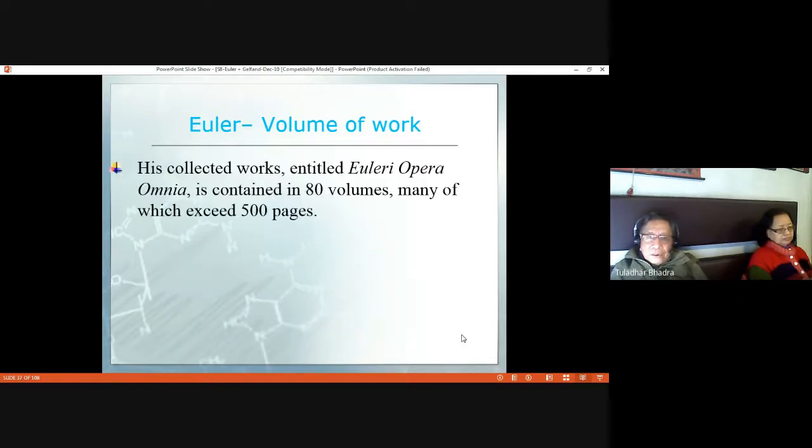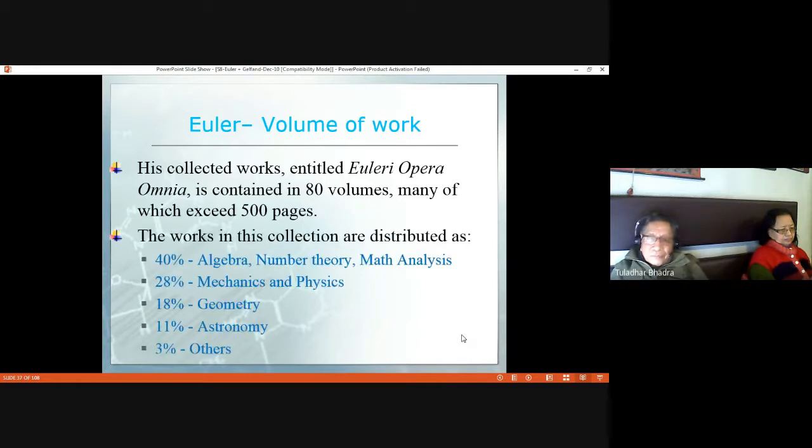His collected works, entitled Leonhardi Euleri Opera Omnia, is contained in 80 volumes, many of which exceed 500 pages. You can now see the work, 80 volumes, where each volume contains more than 500 pages. The works in this collection are distributed, not only mathematics. 40% are on algebra, number theory, and mathematical analysis. 28% are mechanics and physics. 13% is in geometry. 11% is astronomy, and the remaining 3% are other topics, just like the princess over there. So this is the vast work done by Euler.